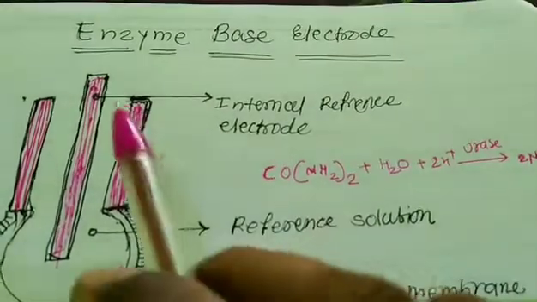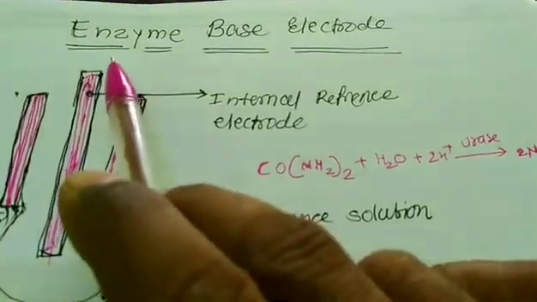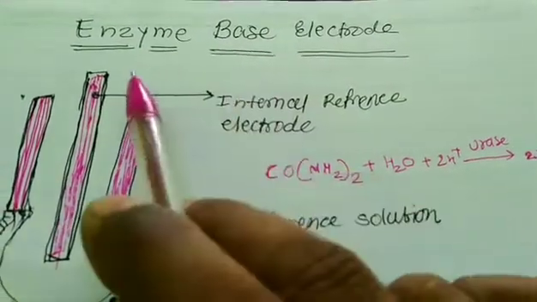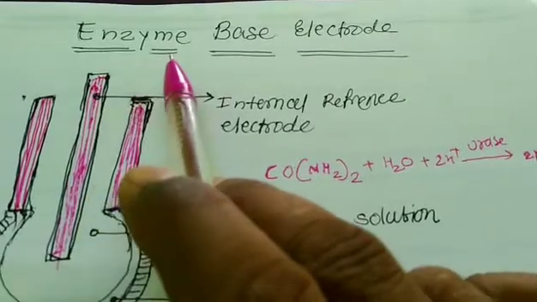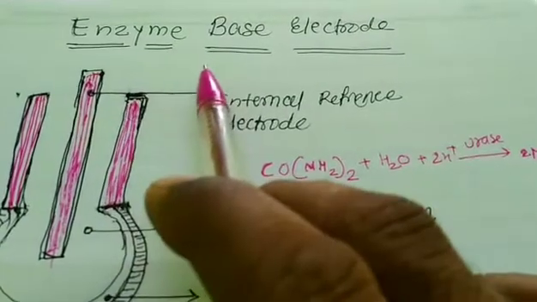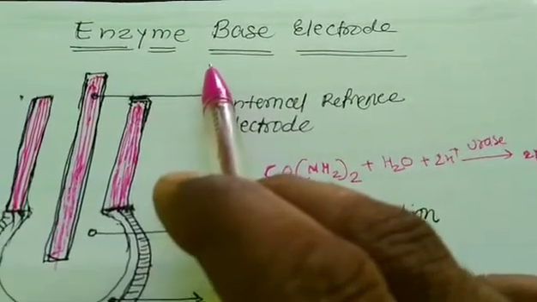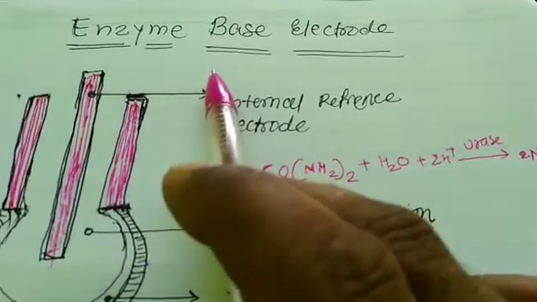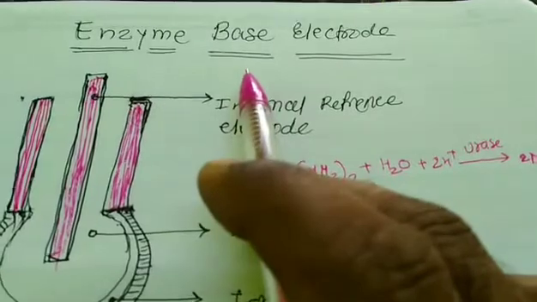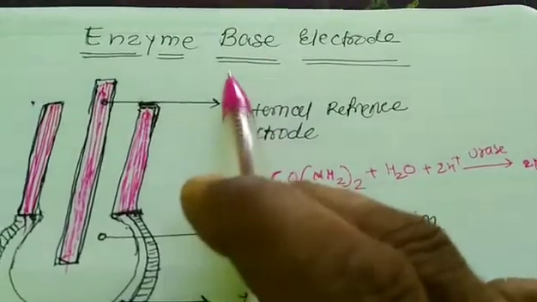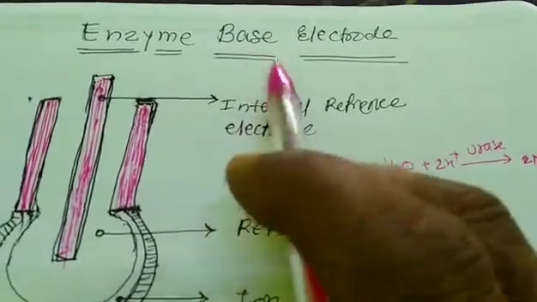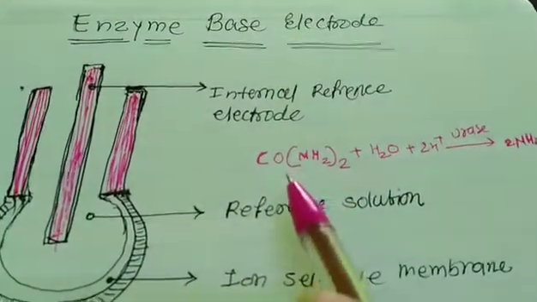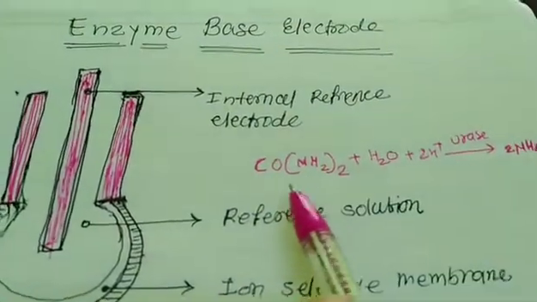So today we will discuss the next type of ion selective electrode. It is the enzyme based electrode. In this enzyme based electrode, the enzyme is used to convert the substance that we determine into ions, and these ions are determined by the ion selective electrode. Suppose, for example, we will determine urea.